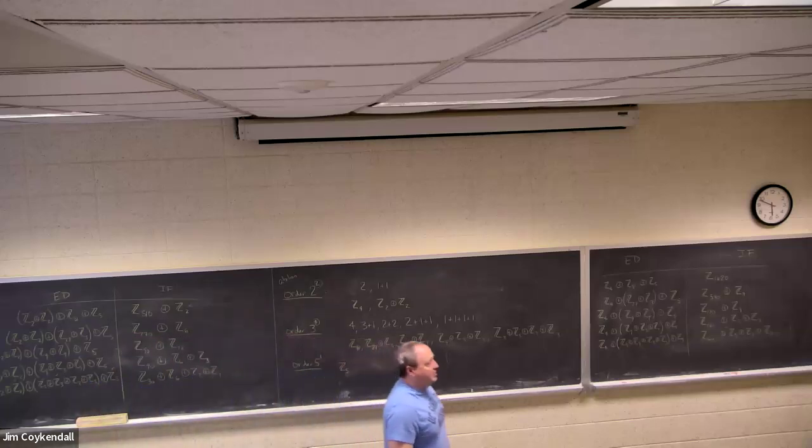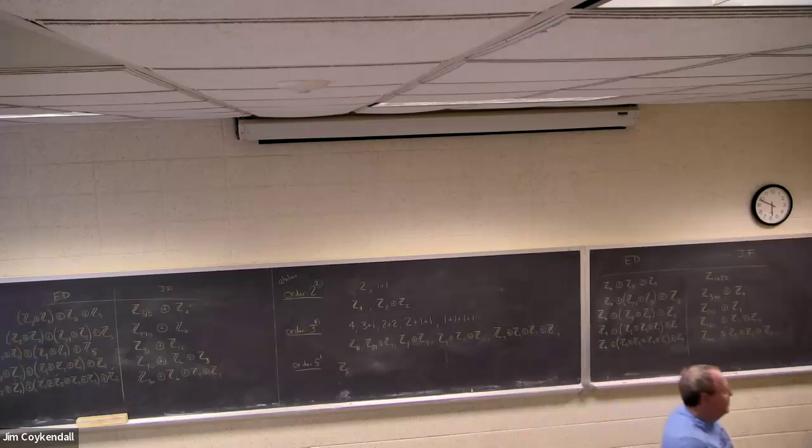So there's a complete list of all the abelian groups for 16 through 20, all 10 of them, in elementary divisor form on the left and invariant factor form. Any questions?